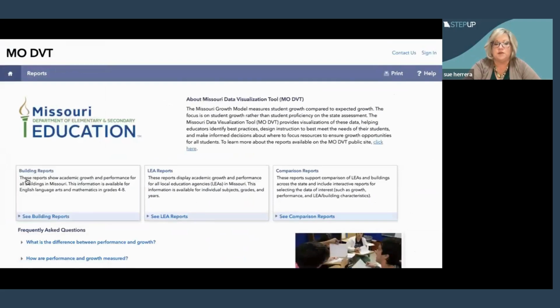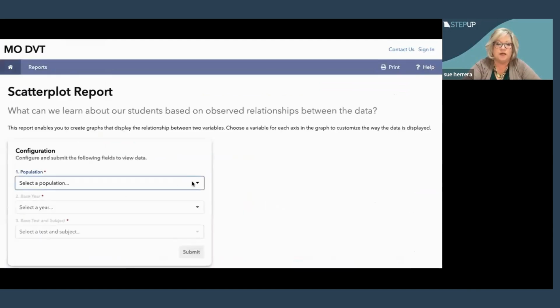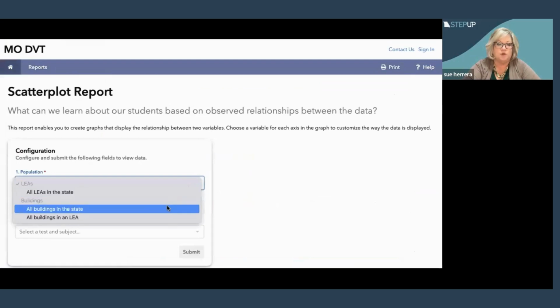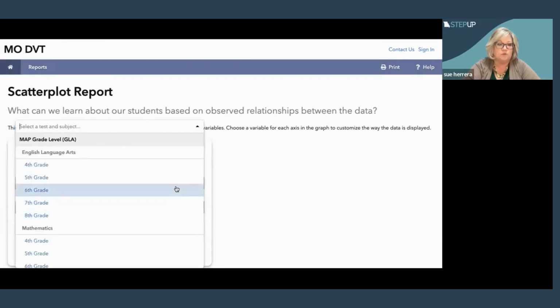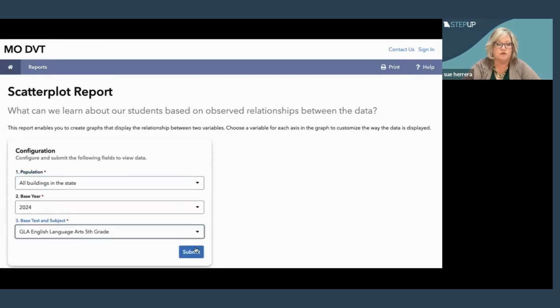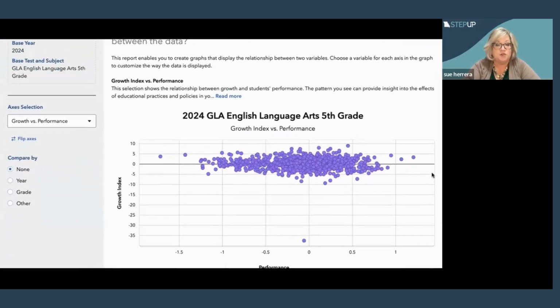The LEA reports are the same as the builder reports because you can extrapolate both ways. I showed that scatter plot to you, so I'm going to go to the scatter plot, and we're going to take all buildings in the state, and we'll take this last year, and let's do 5th grade language arts. Let me get my screen adjusted so you can see it. This is so interesting because the dots represent schools, right? And remember that line is that middle of that bell curve.